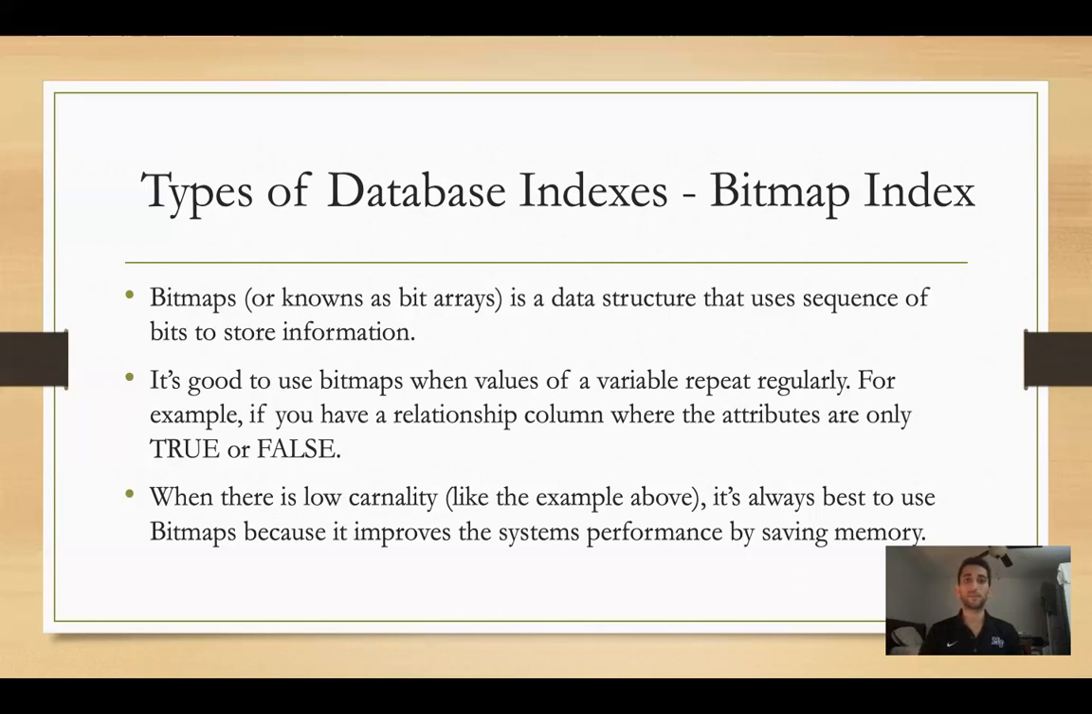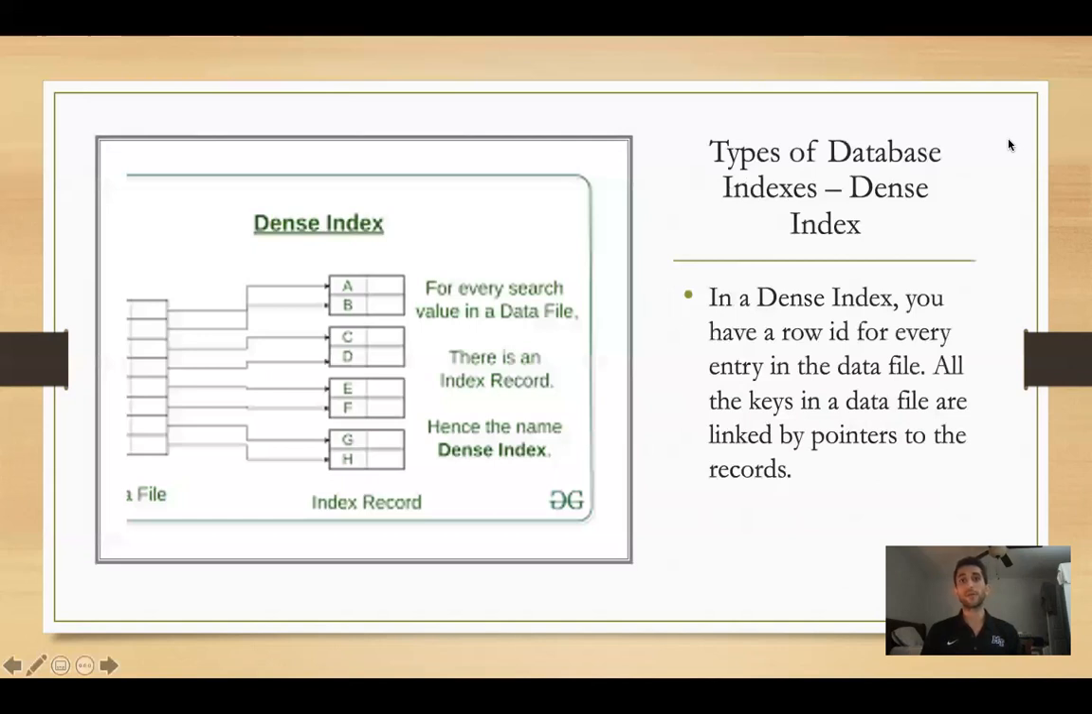It's good to use bitmaps when values of variables repeat regularly. For example, if you have a relationship column where the attributes are true or false, it's good to use a bitmap because you can store a true that controls the rest of everything in one bit array instead of having several trues and several falses. That ultimately takes up a lot of memory. Like I said, when there's low cardinality, it's really good to use the bitmap index.